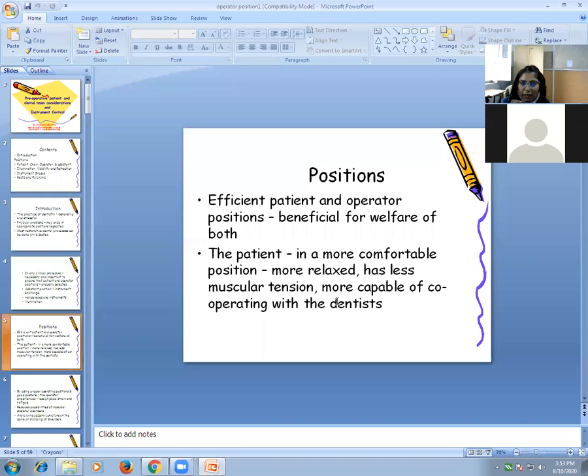Since we know that we have to work in a very small area, the oral cavity, and we have to work in the compromised area with our hands, it is very important that the patient remains stable. So if the patient is in a comfortable position, you will be able to do the treatment properly.